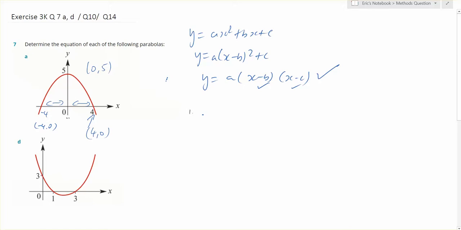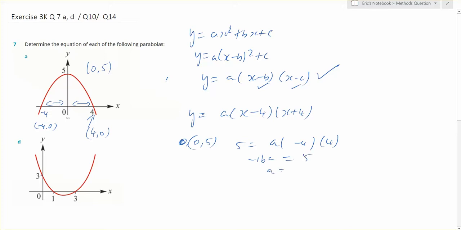So if I use the factor form, we've got y equals a. We don't know what a is, but we know the x-intercepts, so (x minus 4)(x plus 4). When you use the null factor law on that and set it equal to 0, we still get our x-intercepts or solutions being 4 and negative 4, which is what our graph says. Now, to get our a value, we just sub in 0, 5, our y-intercept, into the equation. So 5 equals a, with x equals 0, so we've got (negative 4)(positive 4). So negative 16a equals 5. So a equals 5 on negative 16.